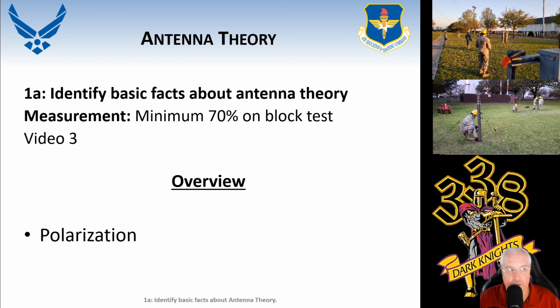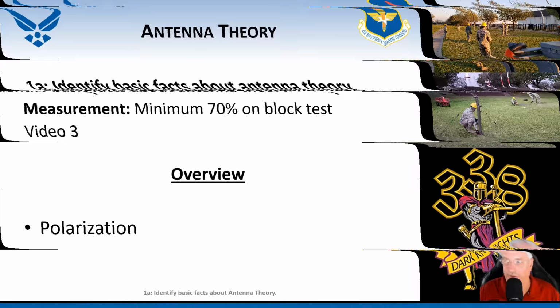Welcome back, everybody, to Antenna Theory. Objective 1 Alpha, identify basic facts about antenna theory. So we need to get 70% on the block test. That means 14 out of 20. This is video 3 out of the video series. We're going to be looking at polar bear polarization.